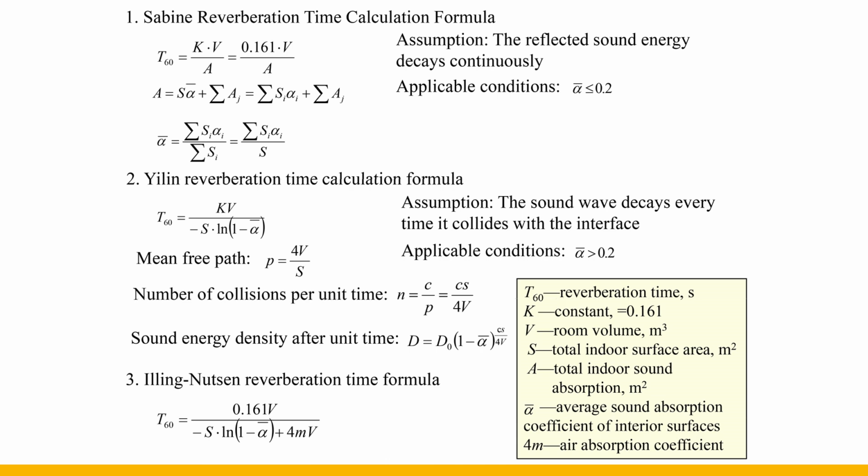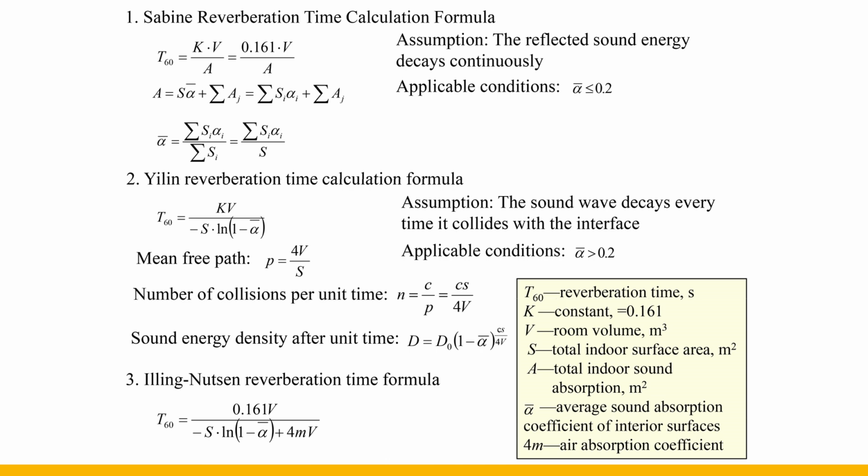In order to calculate the number of reflections in a closed space per unit time, the concept of mean free path is introduced. The mean free path refers to the statistical average of the distance traveled by the reflected sound after one reflection from the inner surface to the next reflection. The mean free path of a conventionally shaped room is equal to 4 times the ratio of the room volume to the internal surface area.